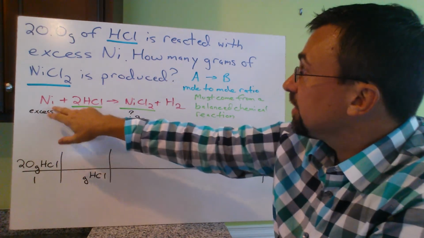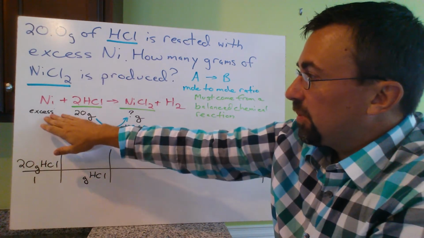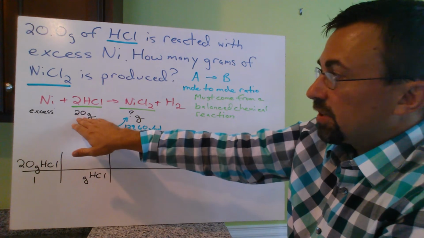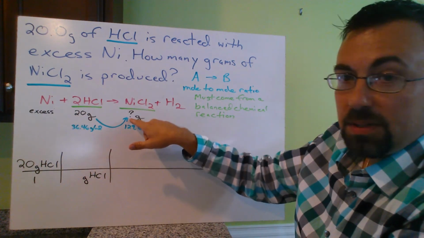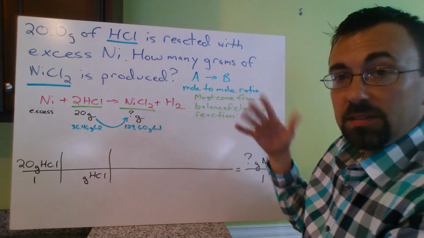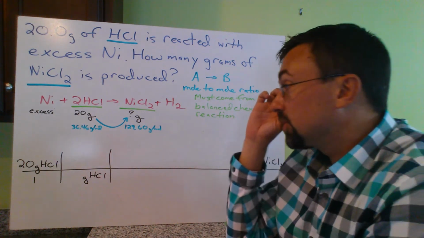So if we look at nickel, the only thing it tells us is we have excess. So you might leave this blank, but I thought I'd put excess here just to emphasize that point. Hydrochloric acid tells me I have 20 grams. Nickel chloride, it asks me at the end how many grams. That's always important to know where we're going. And then hydrogen we don't have any information on, which is good. It probably means we don't have to worry about it for this problem, which is correct.